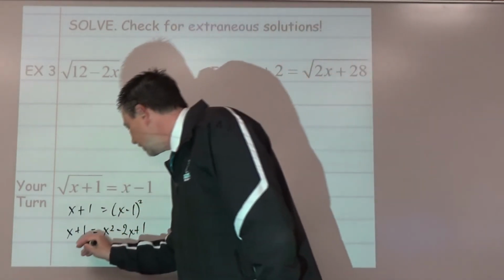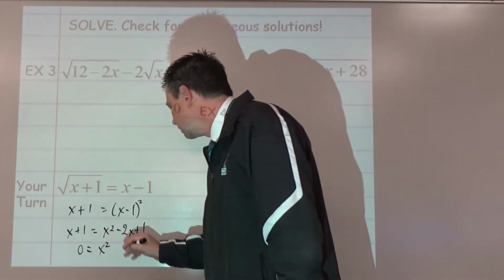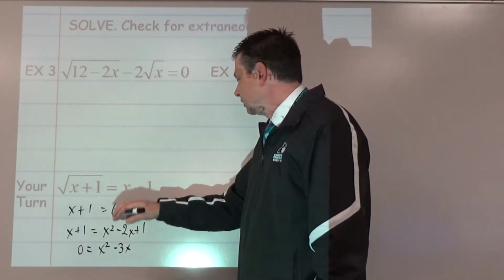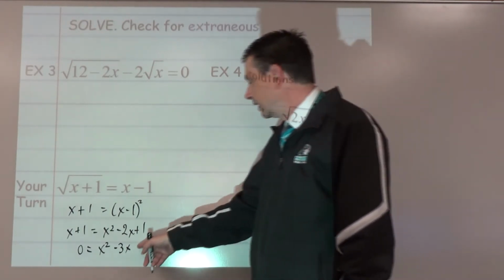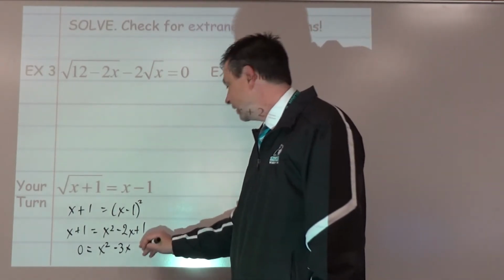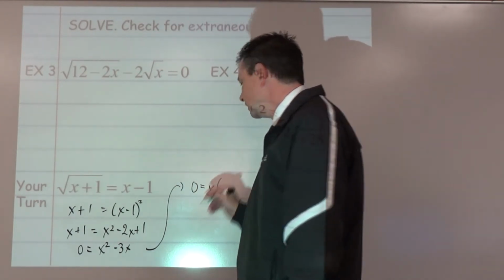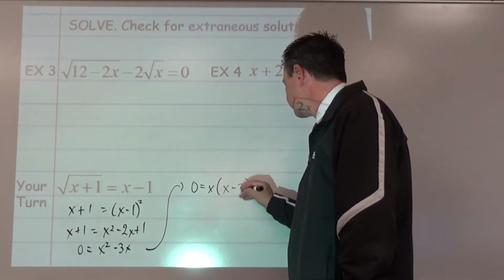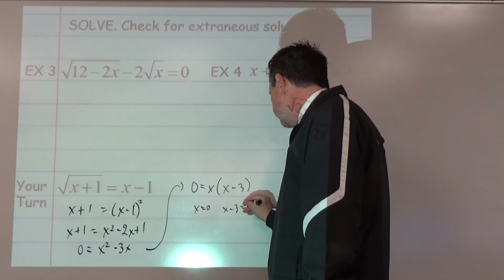And then if we get everything on one side, 0 will equal x squared minus 3x. And minus 1 to both sides means the ones are going to cancel. We're right there. We're going to then factor that. The greatest common factor. Factor out the x. Either x equals 0 or x minus 3 equals 0.